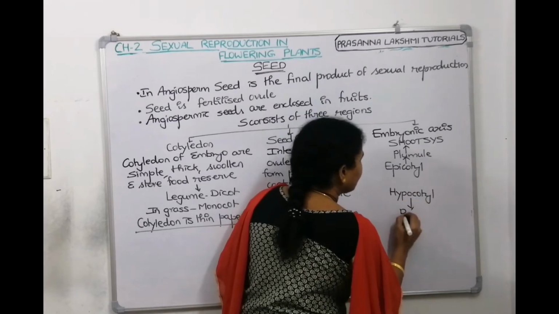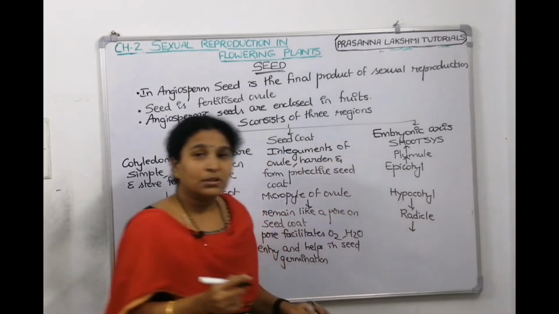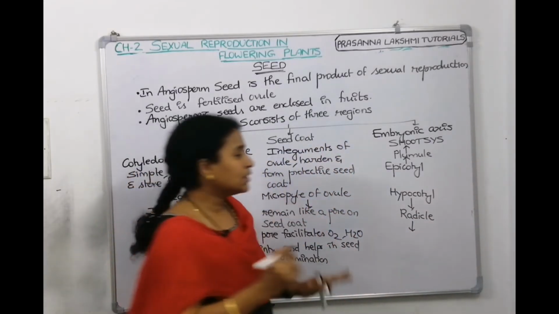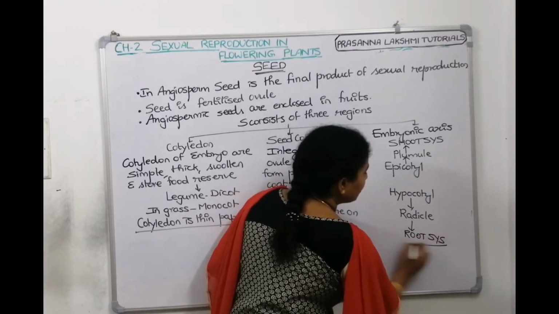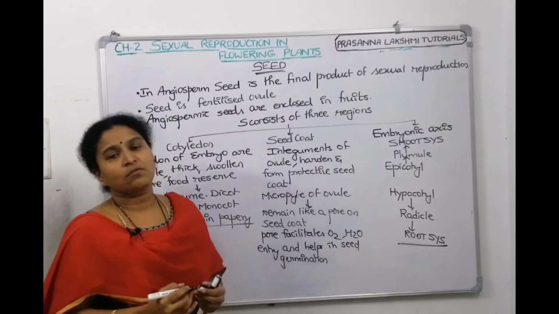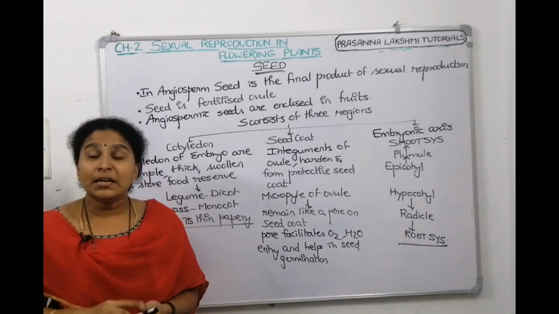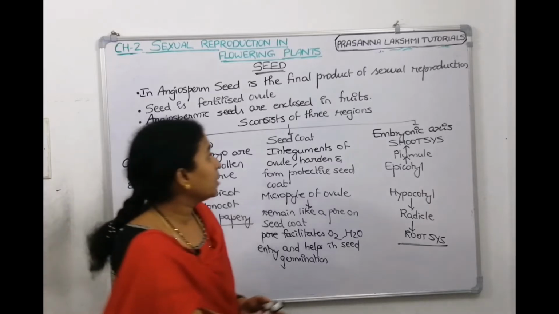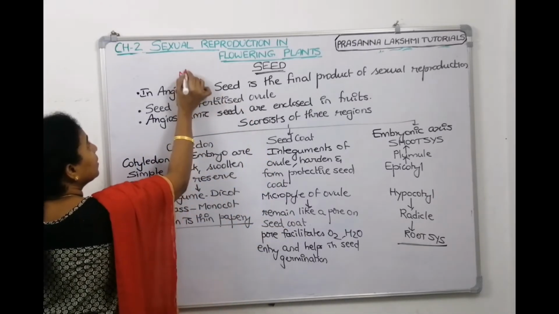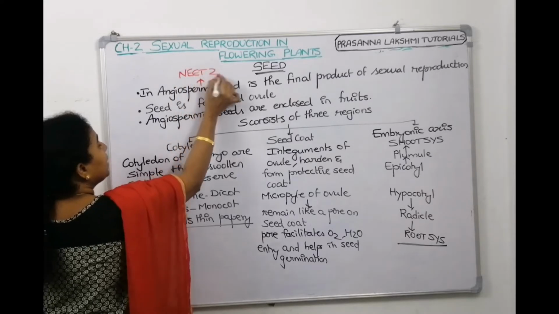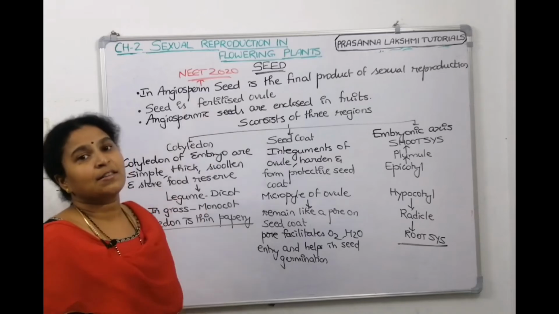Hypocotyl develops into radicle. We also know that the radicle will make the root system. That's it, children. We finished the regions of the seed. What are we talking about? Seed. What is seed? Seed is the end product of sexual reproduction. And I told you this point appeared in the NEET 2020 examination. Check the paper once, you'll get this point.